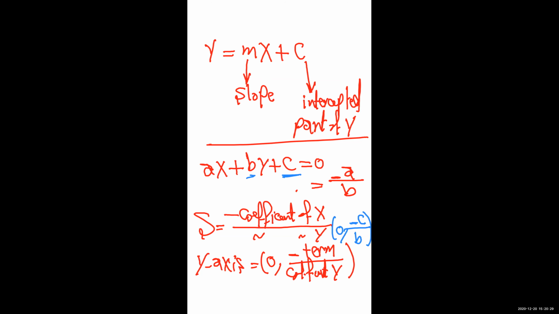So just look at one example like this: the equation x minus 2y plus 3 equals 0. If I want to get the slope, simply, we said the slope equals negative coefficient of x over coefficient of y. The coefficient of x is 1, so negative coefficient of x means negative 1, over the coefficient of y, which is negative 2. So the slope is equal to 1 over 2.